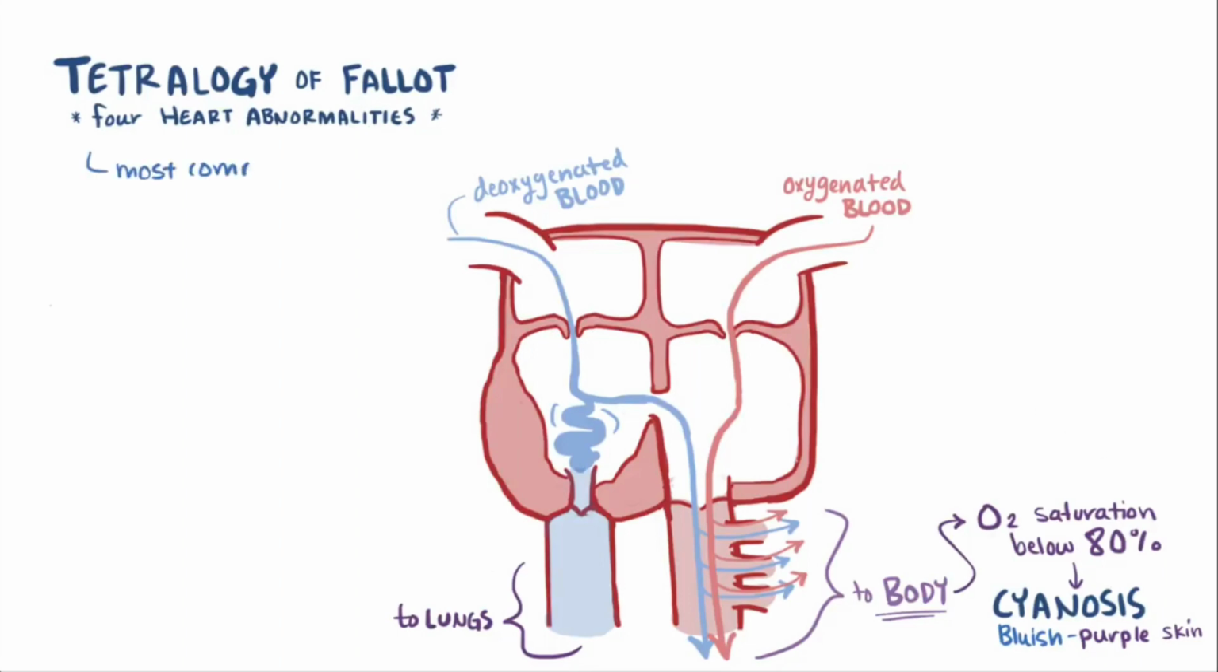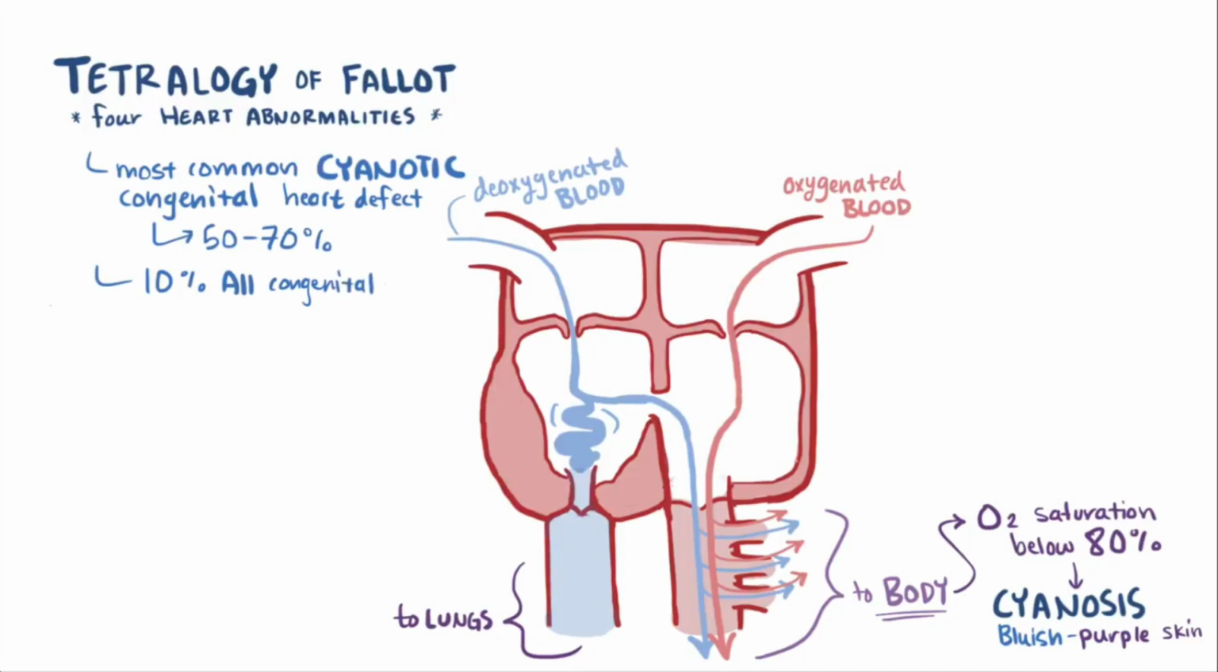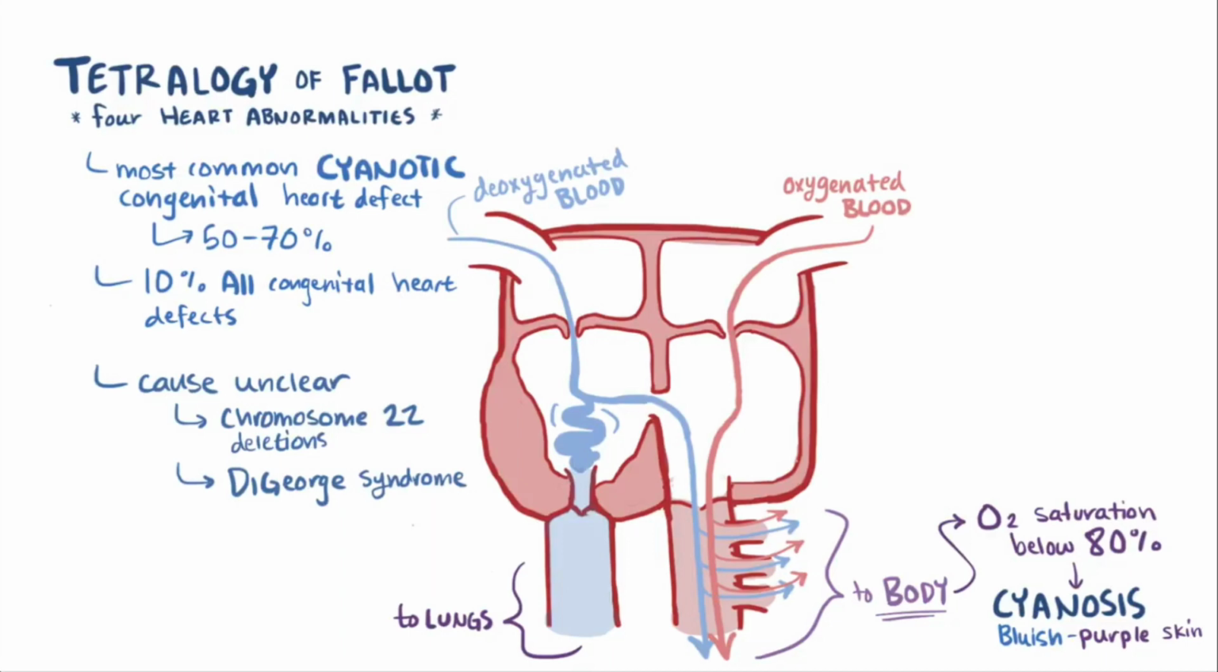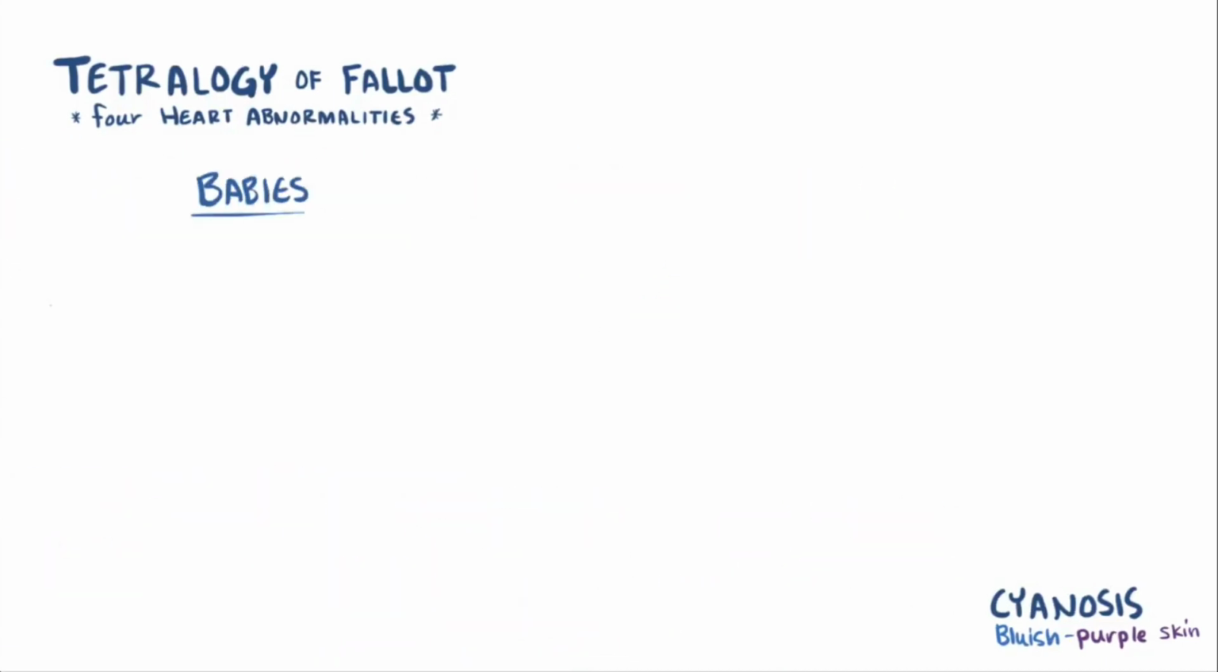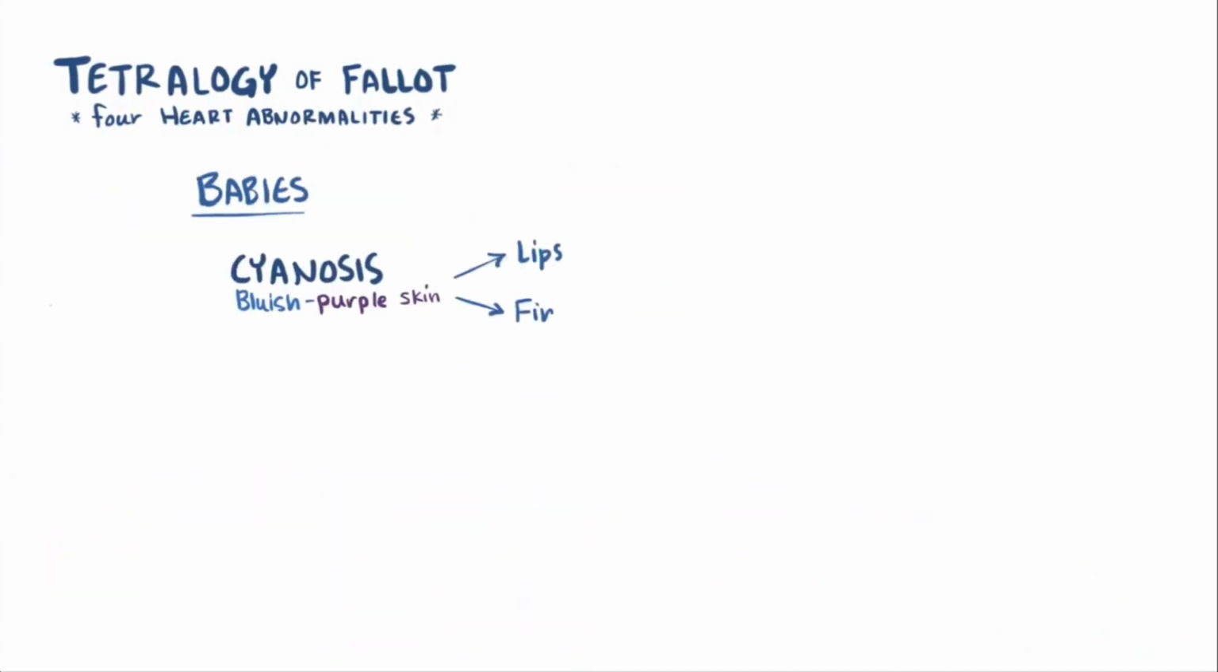Tetralogy of Fallot is actually the most common cause of cyanotic congenital heart defects, accounting for about 50 to 70%, as well as about 10% of all congenital heart defects in general. Now, it's not quite clear why some babies develop TOF, but it's associated with chromosome 22 deletions and DiGeorge syndrome. Babies with TOF often have cyanosis around their lips and fingernail beds at birth, and can have clubbing of their fingers and toes within a few months.